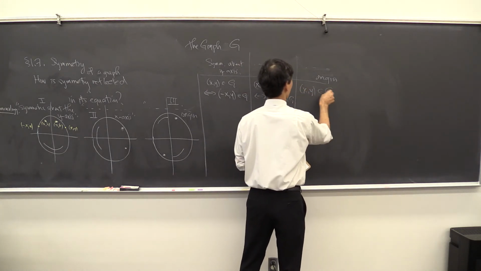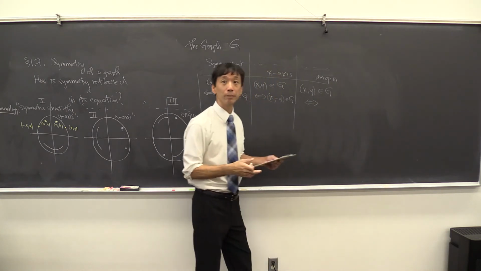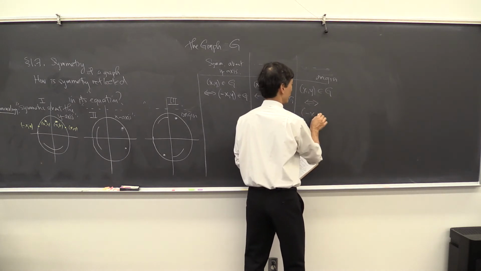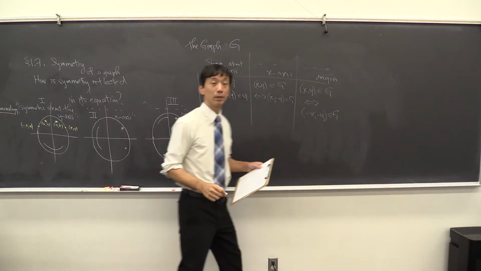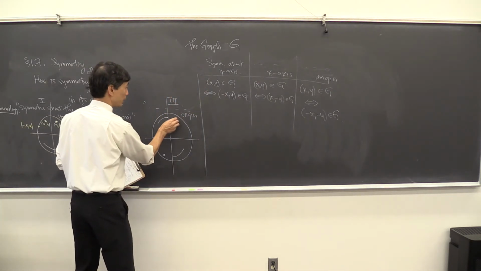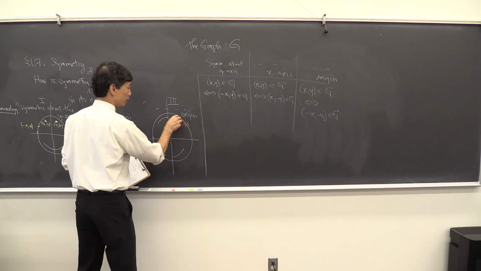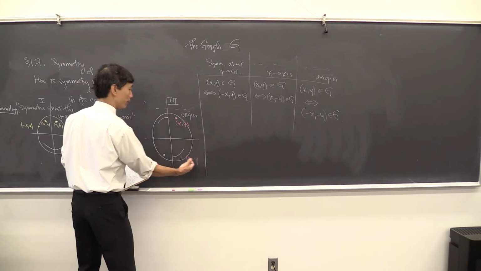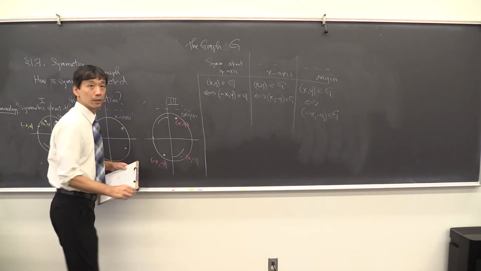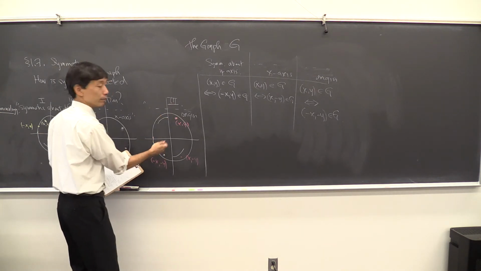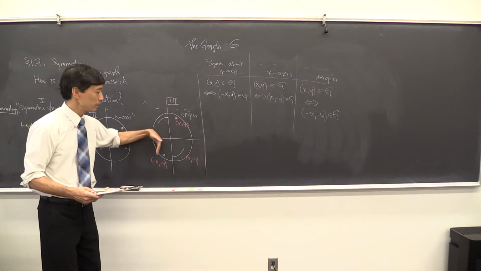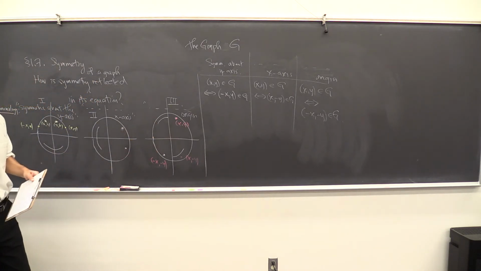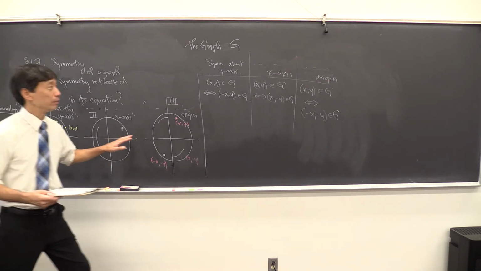A point lies on the graph if and only if... Anybody? Lisa? Negative x, negative y lies on G. Right. If this point x, y, you reflect it first to here, this would be x, negative y, and then you reflect it again, this would be negative x, negative y. Or you could go across this way and then down, whichever, it doesn't make any difference. Reflecting in one way and then the other is the same as reflecting in the other order. Is this clear?